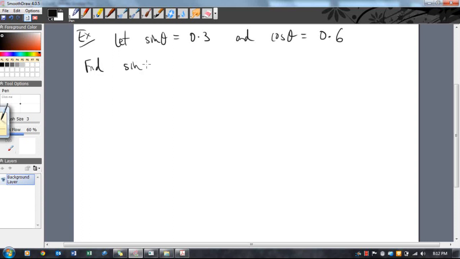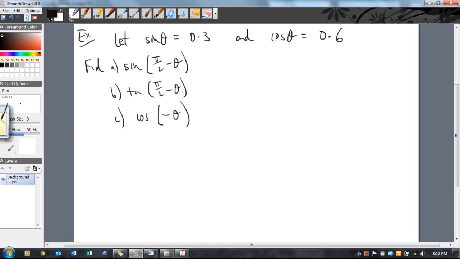A, find sine of pi on 2 minus theta. B, find tan of pi on 2 minus theta. And one other one, cos of negative theta. I'll draw up my unit circle down here so I can refer to it all the time. And so let's have a play.